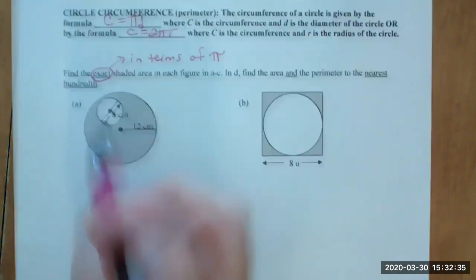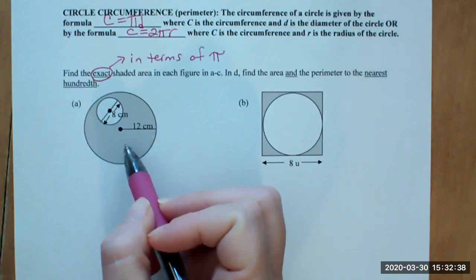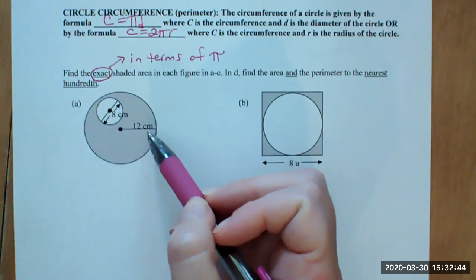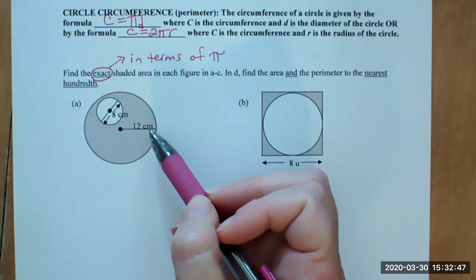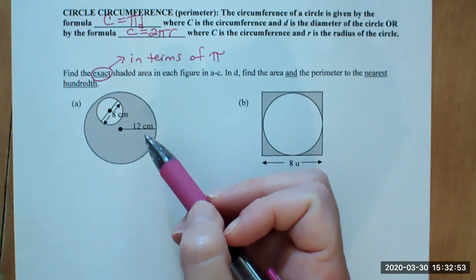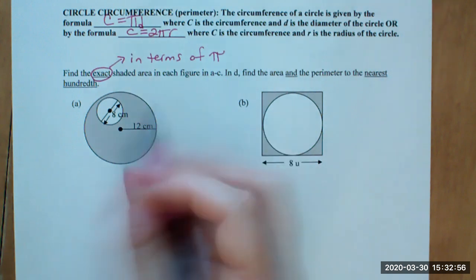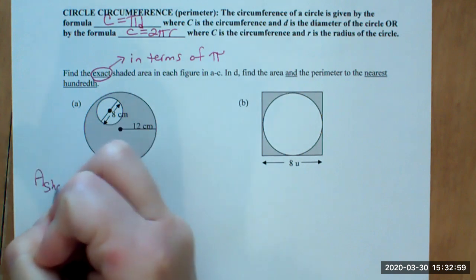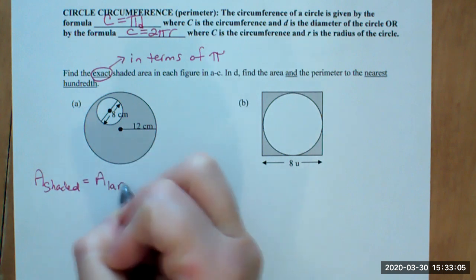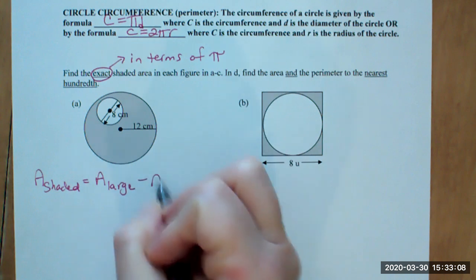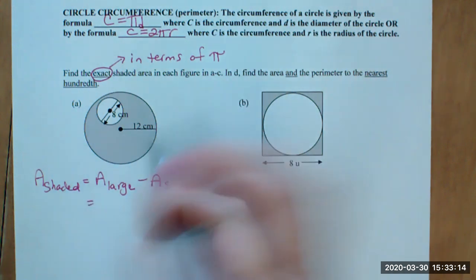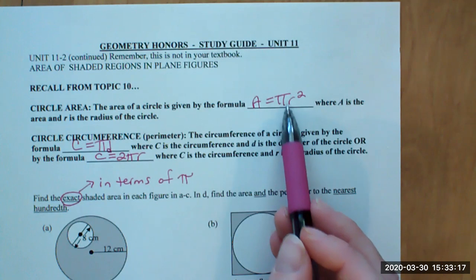For part A, we want the shaded region, and we've got one circle inside another circle. Remember, in the prior video, when we did areas of shaded regions, we subtracted one area from another, and we're going to do the same thing here. To get the area of the shaded region, we take the area of the large circle and subtract the area of the small circle. The area formula for a circle is pi r squared.